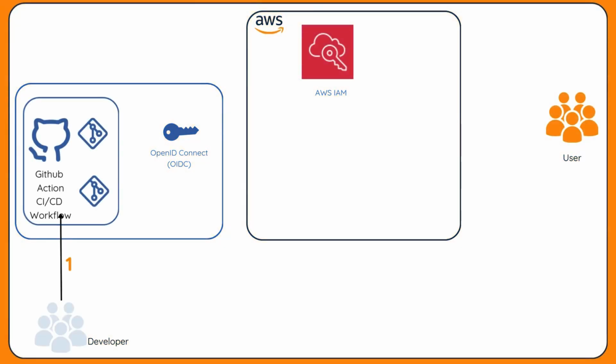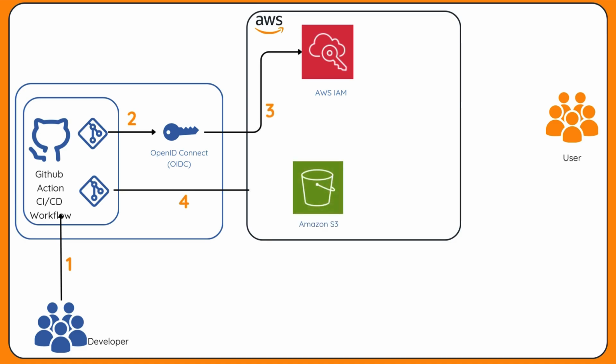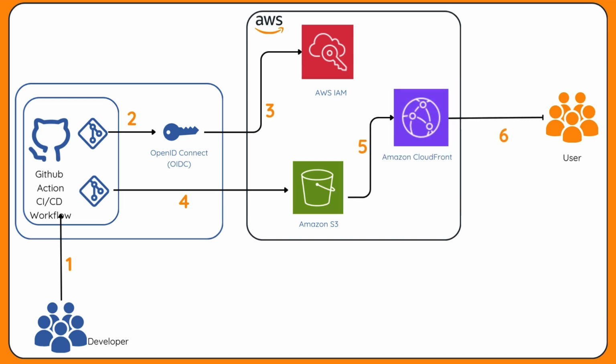Here's the architecture we'll build today. We'll connect our AWS account with GitHub using OpenID Connect (OIDC) and an IAM role with the appropriate permissions. Next, we'll push an index.html file to our GitHub repository. GitHub Actions will automatically copy that file into a private S3 bucket with static website hosting enabled. Finally, CloudFront will securely deliver the website to the outside world.